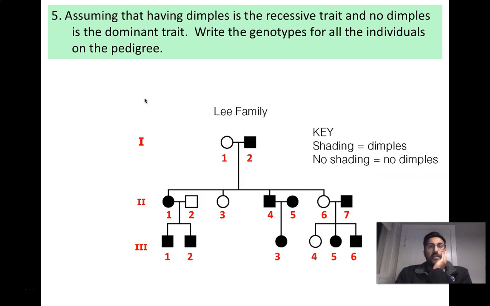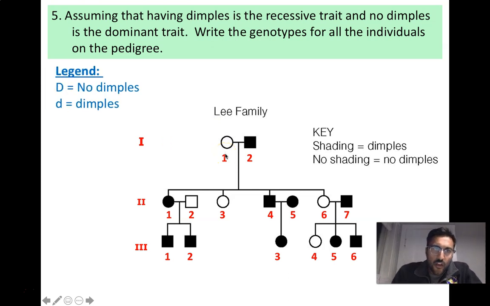Okay. Assuming that having dimples is a recessive trait and no dimples is a dominant trait, write the genotypes for all the individuals in the pedigree. So now we've got to label the pedigree. So we've got to write a legend. So we'll use capital letter D for no dimples because they said that was the dominant trait. And then having dimples is going to be a recessive trait. So we'll give that a lowercase letter.